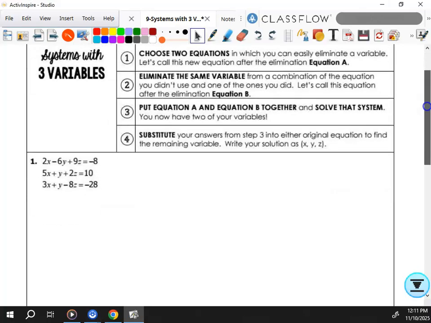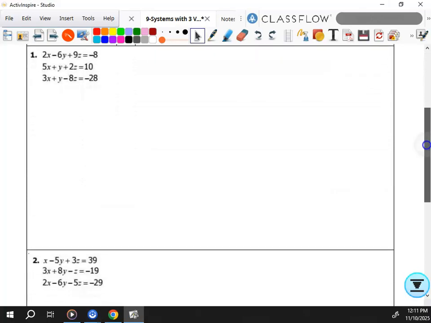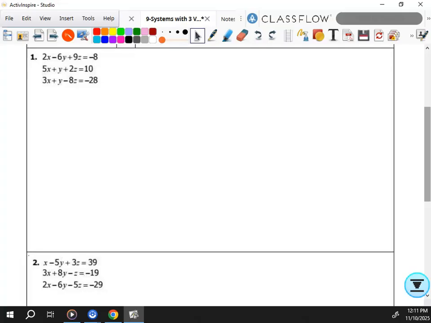So if I have 3 unknowns, then I have to have at least 3 equations. And I need to choose a variable to eliminate to begin with. It can be X, Y, or Z, but I can only use 2 equations at a time, and I need to eliminate the same variable from both equations.